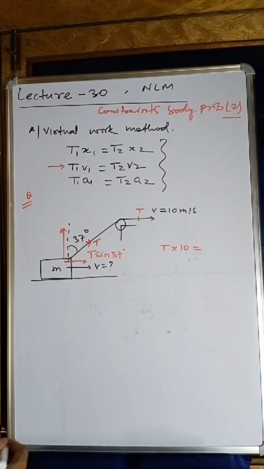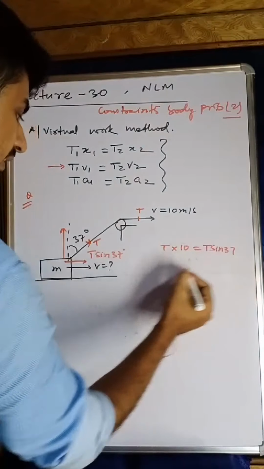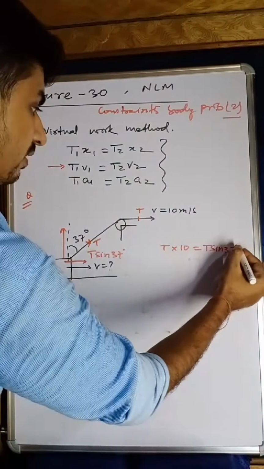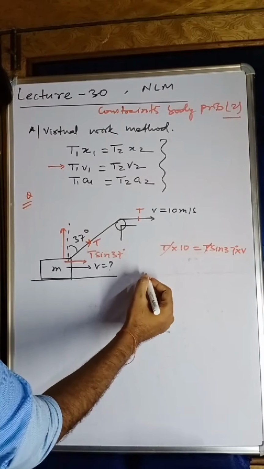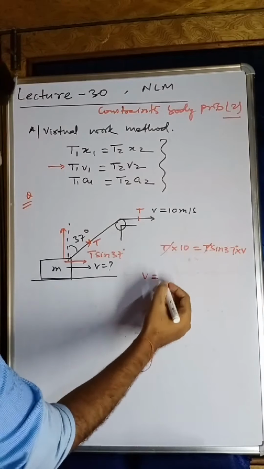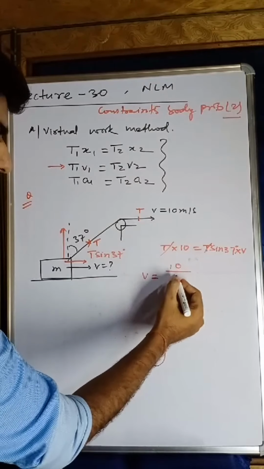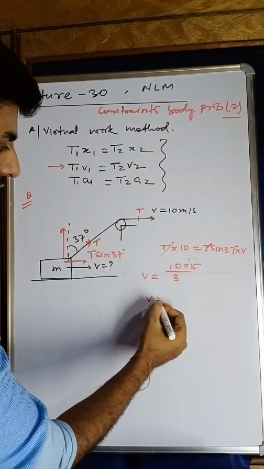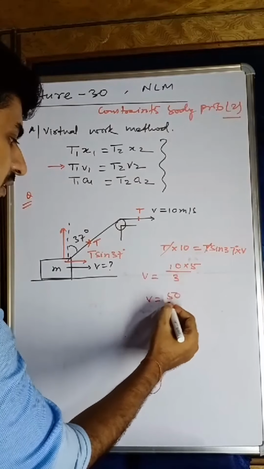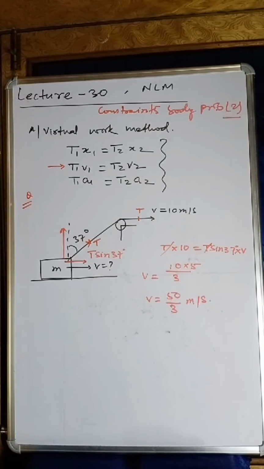Here T is T sin 37, into V, that we have to find. Alright, so T will cancel out, and then V is equal to 10 by sin 37, which is 3 by 5. Alright, so V will be 50 by 3 meters per second. I hope you understand.